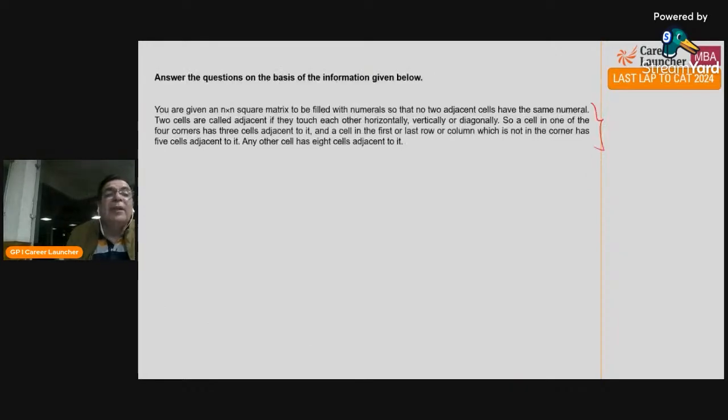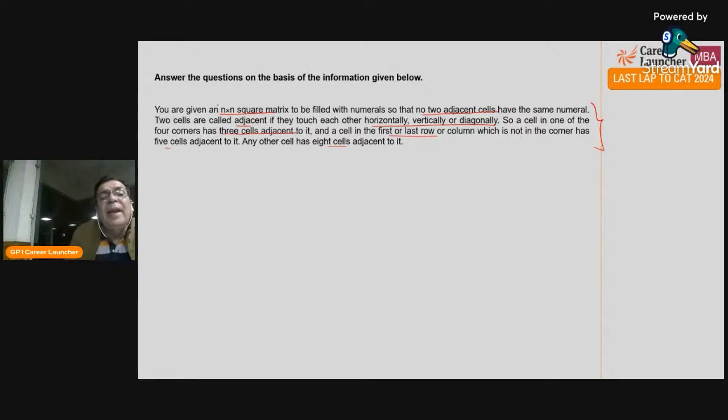and it could be independent questions. Okay. So set number 7, you are given an n by n square matrix to be filled with numerals such that no 2 adjacent cells have the same numeral. 2 cells are called adjacent if they touch either horizontally, vertically, or diagonally. So a cell in one of the 4 corners has 3 cells adjacent to it, and a cell in the first or the last row or column, which is not a corner, has 5 cells adjacent to it. Any other cell has 8 cells adjacent to it.